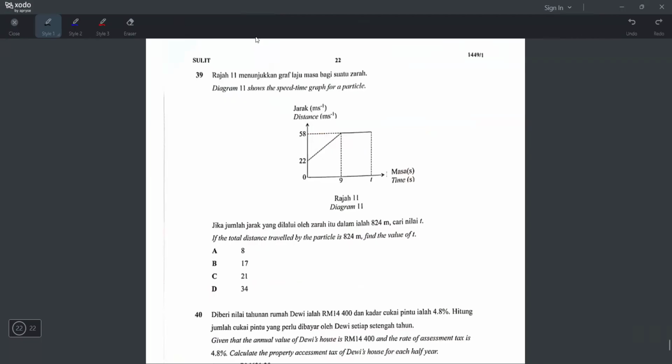Okay, number 39. Diagram 11 shows a speed time graph for a particle. Okay, this question they made a mistake. It's not speed time, it's a distance time graph, right? So yeah. Eh, no. No. This one is correct. This one is wrong. This should be speed, right? Because if you look at the unit also, it's like meter per second, right? Meter per second is the unit for speed, right? So actually it's a speed time. So they made a mistake here. This is not distance. This is speed.